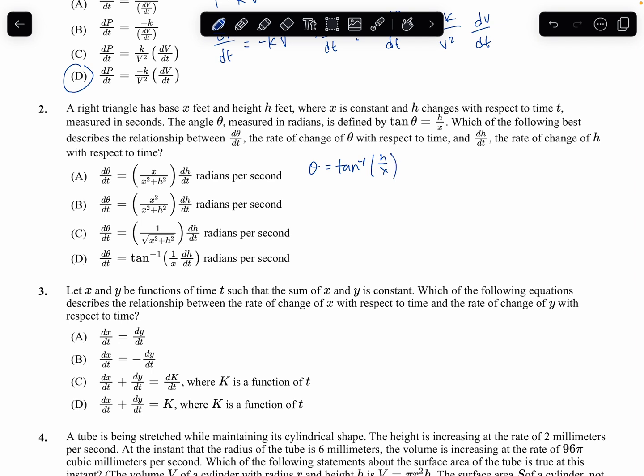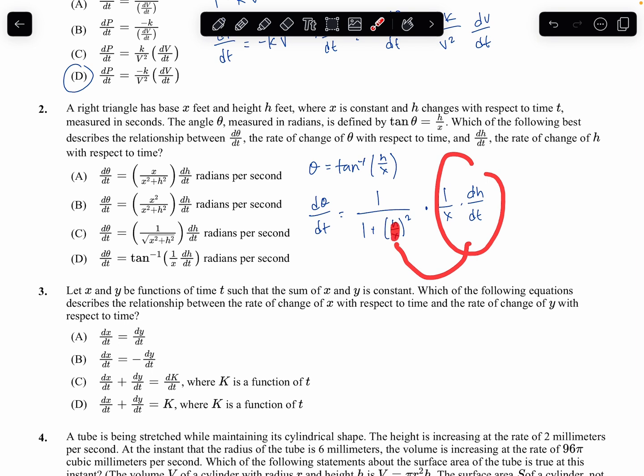Okay, and now we're going to go ahead and take the derivative. So d theta dt on the left is equal to the derivative of tangent inverse, which is 1 over 1 plus (h over x) squared. And then we multiply by the derivative of the inside. Because x is constant, I'm really just taking the derivative of h and multiplying by 1 over x. So 1 over x, because that's constant, times dh dt. So this was just the derivative of h over x.